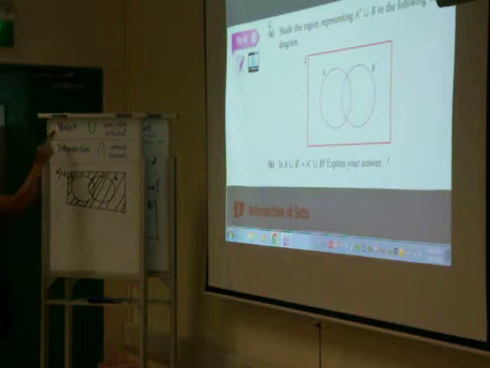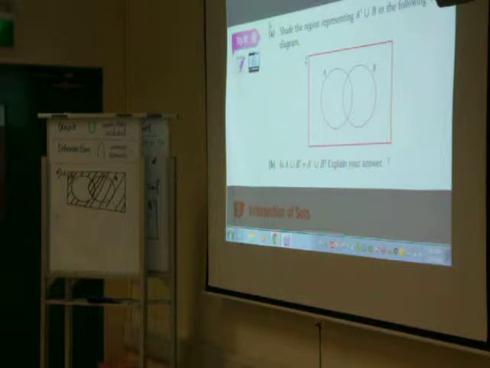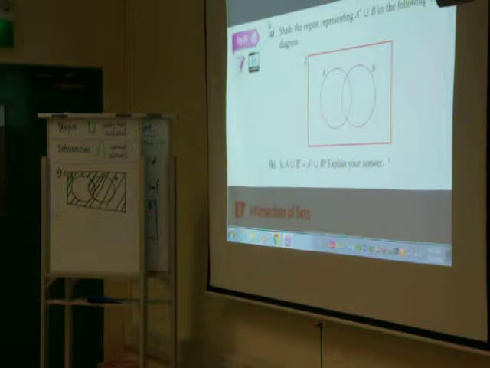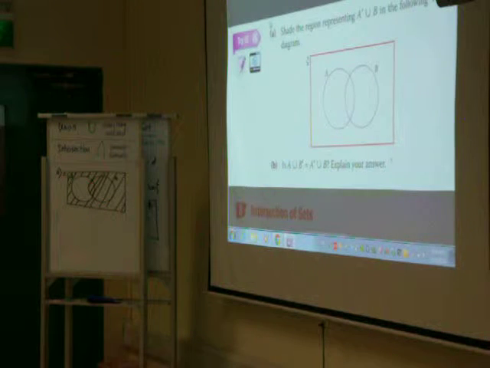So whenever I see a union, it's the best. Just shade everything you have over there. Can? Okay, you can shade inside a textbook if you have a textbook.